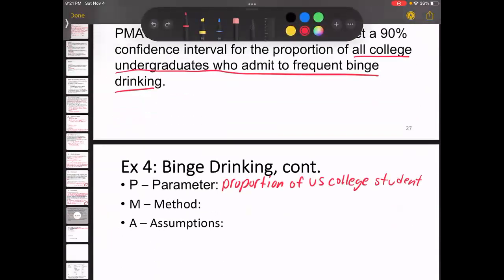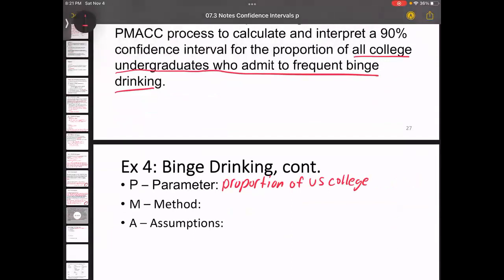I should just use exactly what it says. Do that. College, excuse me. Undergrads who admit to frequent binge drinking. Okay. So that is the parameter, the population proportion.